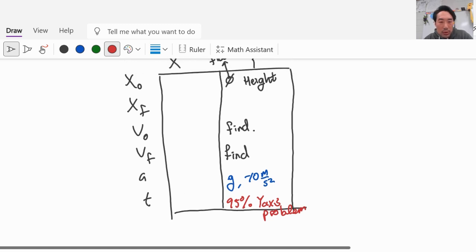All right, let's do the x-axis stuff. So XO is usually your starting position. If they don't tell you the starting position, it's almost always 0. XF. So sometimes in the problems, they ask you to find the range.